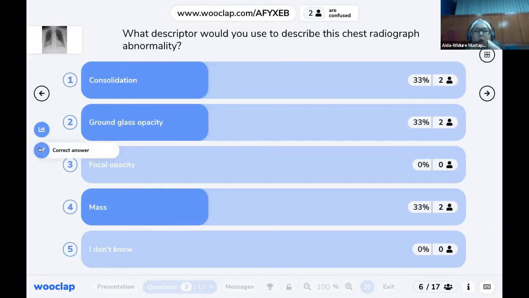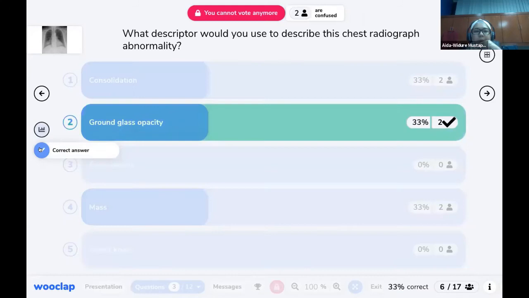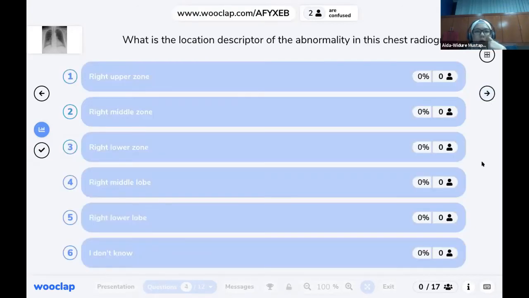Okay, so let's try. So let's say I say ground glass opacity, I think, okay. Then I would say why is it so, and so on. So this is very good. Okay, how about this one? What is the location descriptor of the abnormality? The same chest radiograph. So again, I'm testing the students on whether they understand the spatial concept in a chest radiograph.